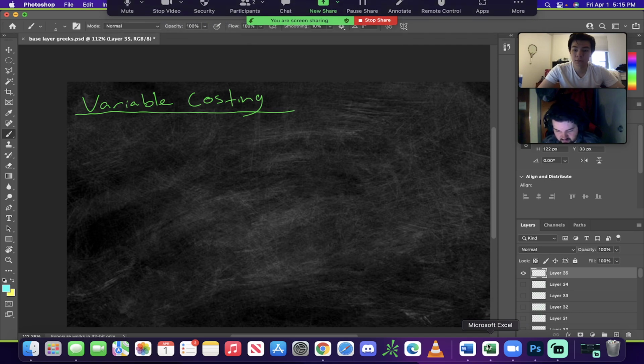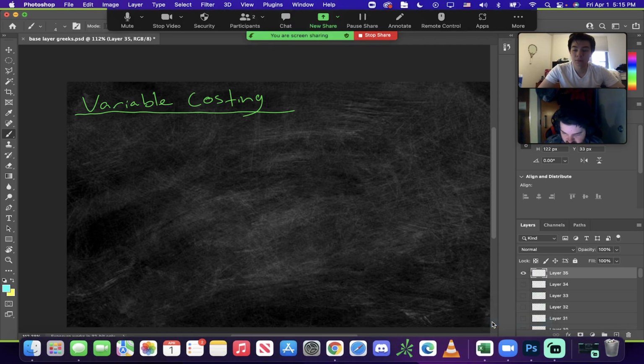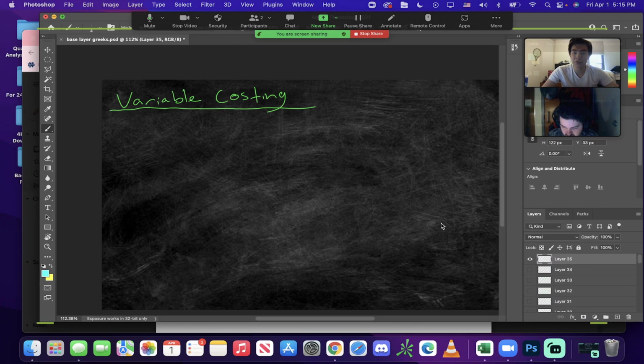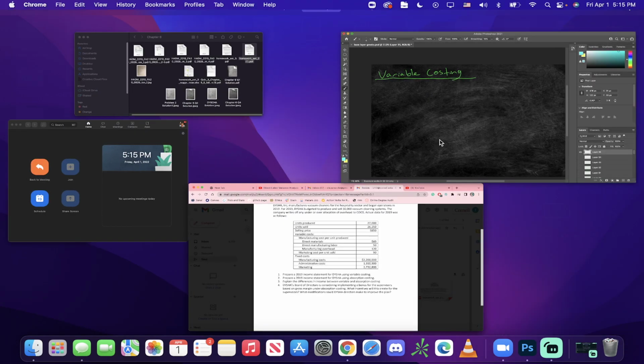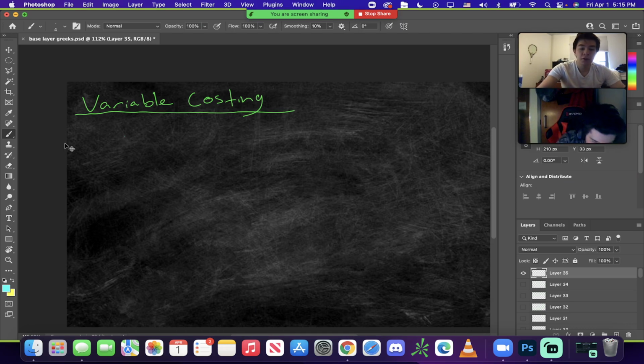Okay, so am I just doing each one of these, all four questions? So we're going to be doing each one. If you want, you can do the variable costing first, or you can tell me what to do, or if you're really lost, I can go through one of the variable costing questions, depending on how confident you're feeling right now.